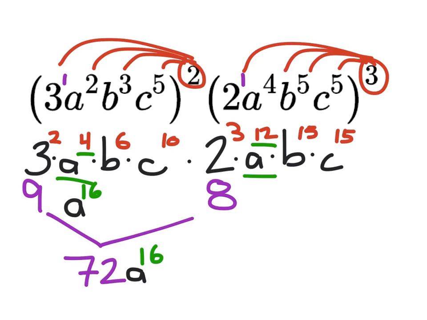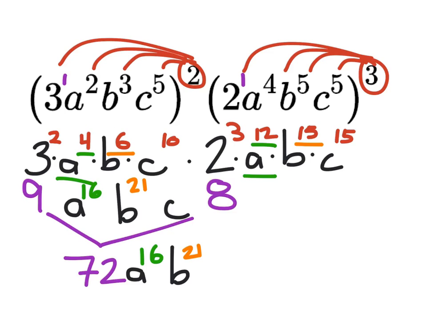Then I can look at my b base, which has exponents of 6 and 15. And again, we can do this only because all the terms are being multiplied. So I can take those 2 exponents, 6 and 15, and add those to get 21. So yeah, the final base b has an exponent of 21.